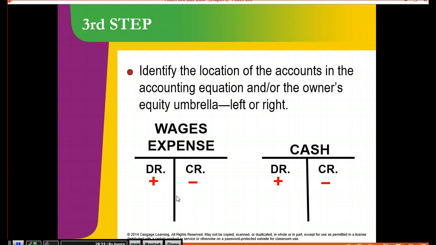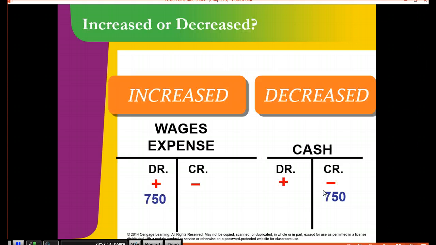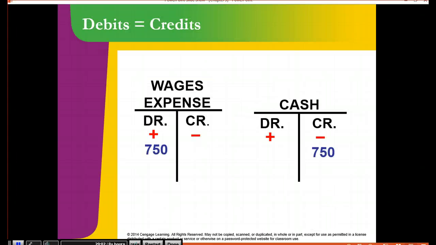What happens to wages expense? Is it going down? No, we're actually paying it, right? So wages is the expense part that we're adding to, it is going up. So wages is going to go 750 here. And what about cash? It's not going up, it's going down. I'm paying 750 out of pocket. So it's going to be on the credit side. So we debit wages expense, we credit cash for 750, and we are in balance. We've got a debit of 750 and a credit of 750.